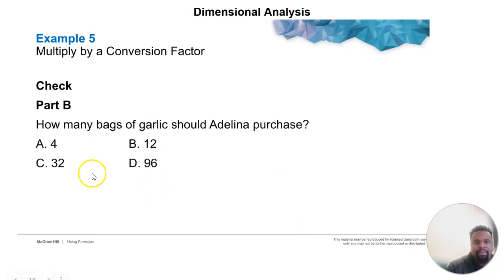Now let's look at part B. How many bags of garlic should Adelina purchase? So think about this for a second. Let's convert this. We know that if 1 bag has 3 heads and 1 head has 8 cloves, then 3 heads has 24 cloves. So we can convert this by saying 96 times 1 bag over 24 cloves. And so we can just multiply. 96 times 1/24 is the same thing as saying 96 divided by 24, which gives you 4. And so your answer will be A.